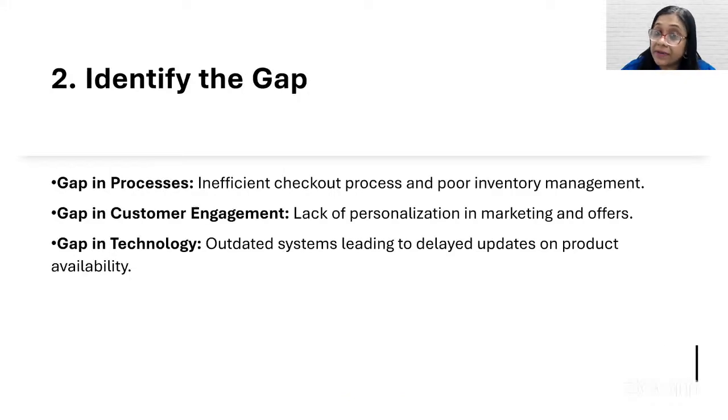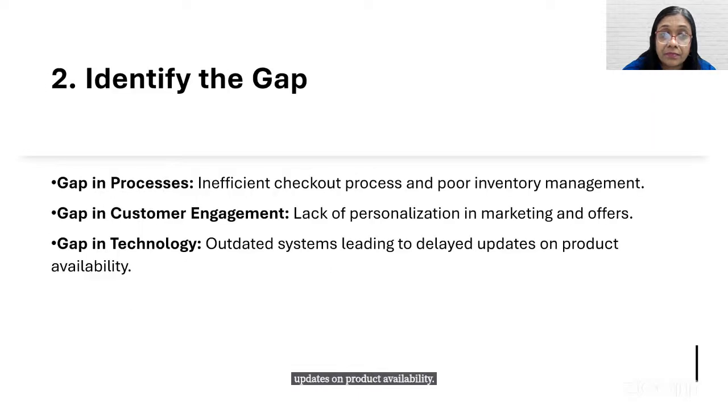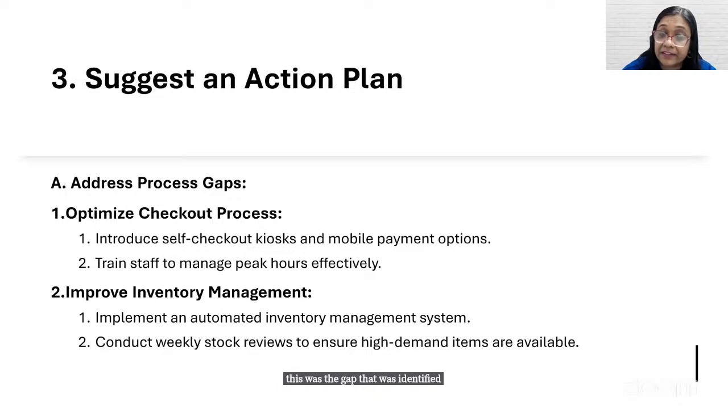Gap in technology: outdated systems leading to delayed updates on product availability. So there was a gap in technology. They were working on some outdated systems which delayed updates on product availability. This was the gap that was identified. And the action plan. This was the detailed action plan that was listed for this particular project.